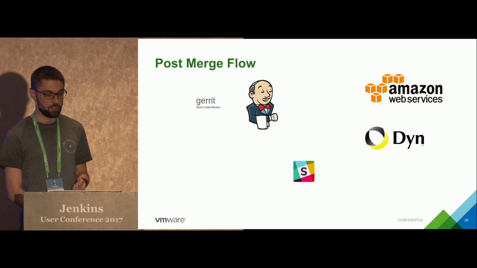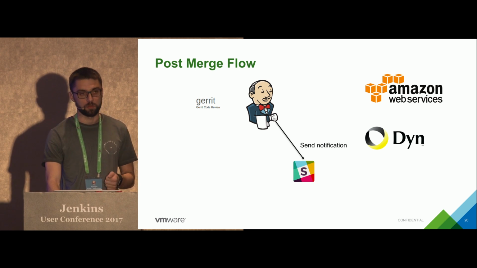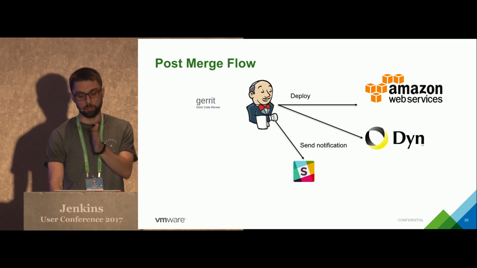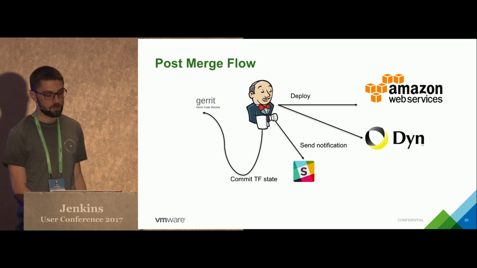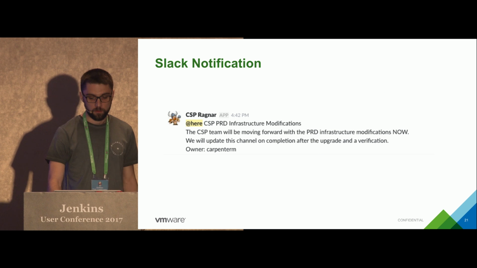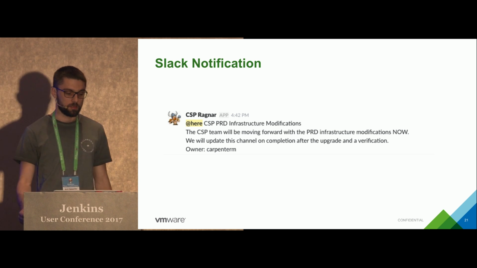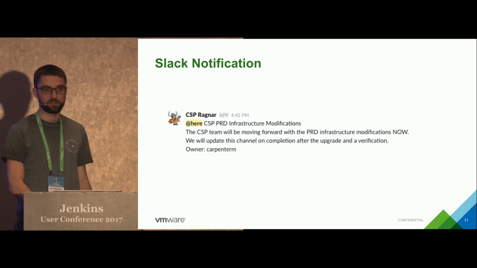So what happens after I decide to deploy the change, okay? The notification is sent to Slack channels, and then it is deployed to the external environments, and then we commit to the Gerrit. This is the example of the notification that is sent to the Slack channel, okay? Our Slack bot, CSP Ragnar from Viking sessions.